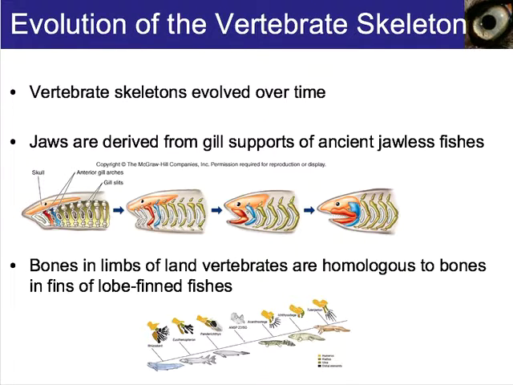Vertebrate skeletons evolved over time. Scientists believe that the jaw that we have now is derived from the gill support of an ancient jawless fish, and that bones and limbs of land vertebrates are homologous, or the same, to bones in fin and lobe-fin fish. So if you look at the fins of some fish, they have the same bones that we have in our hands.